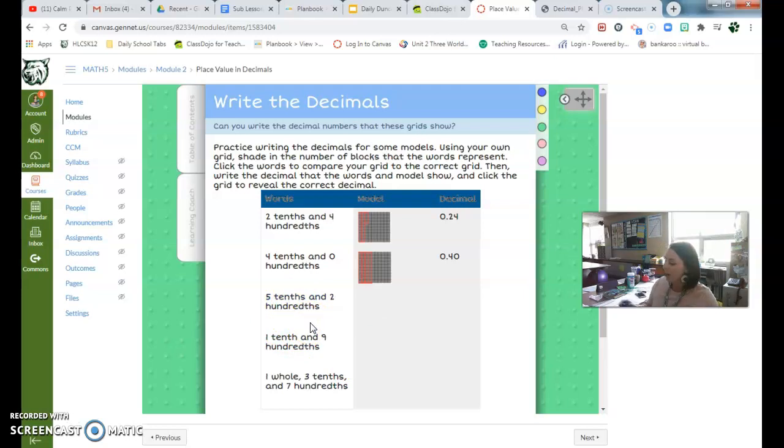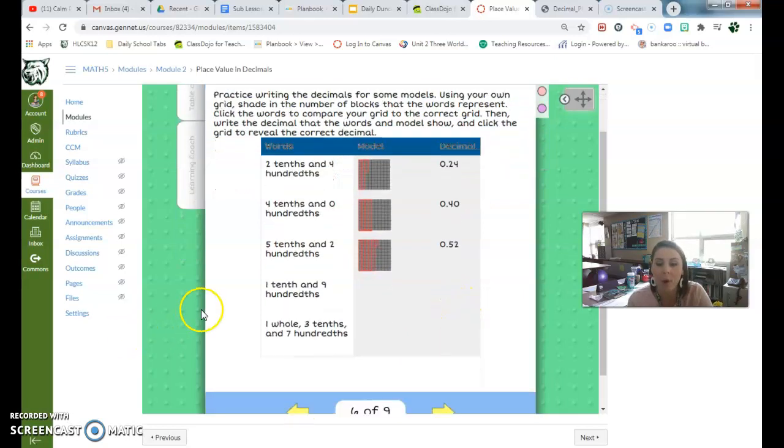All right, hopefully you had a chance to share with your partner or someone sitting next to you. The 5/10 and 2/100 model should look like this on your clean slate. 5 rows of 10 shaded in and 2 mini squares, the hundredths, shaded in. Your decimal should be 0.52. 52 hundredths, 2 is in the hundredths place. All right, guest teacher, go ahead and pause for 1/10 and 9/100.